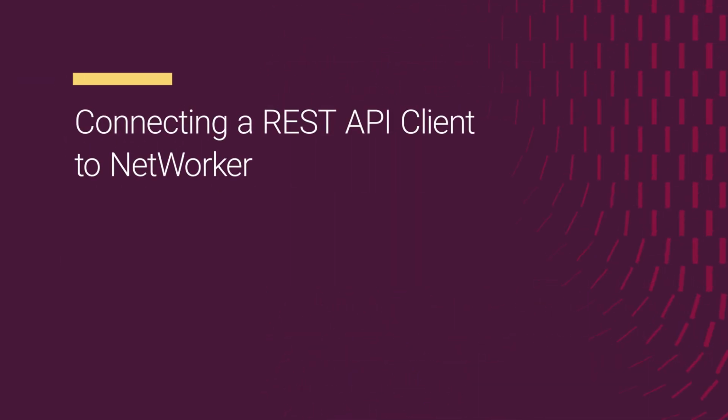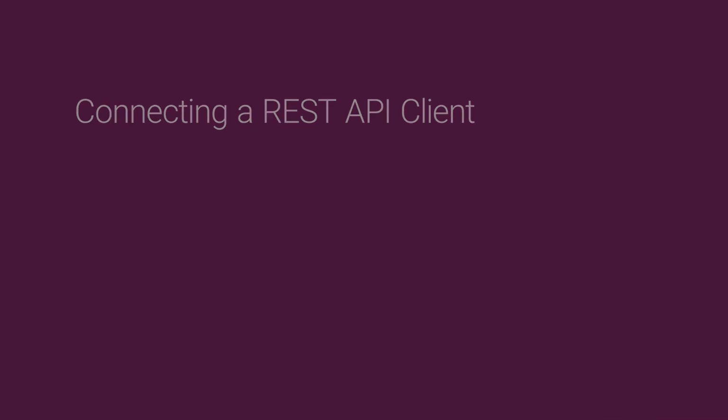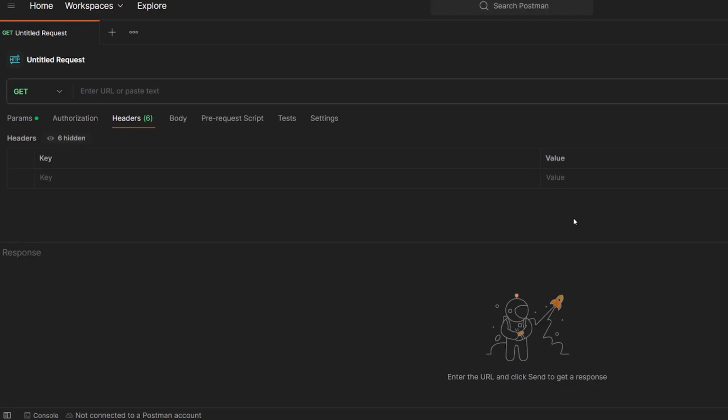There are a number of REST API clients which can be used to connect to a NetWorker server using REST API. For this example, we are using a tool called Postman, but any REST API client tool, plugin, or operating system commands such as curl can be used.